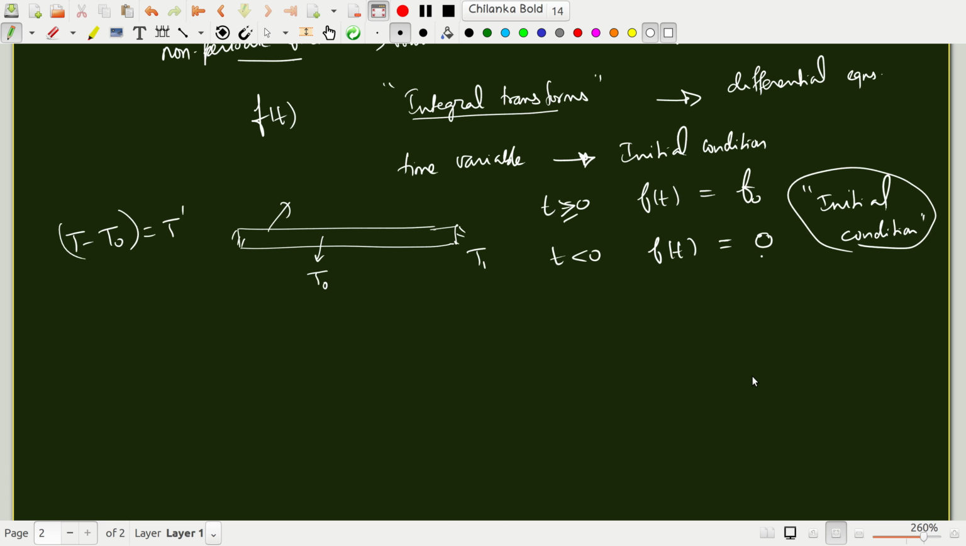But this is not the case with spatial variables. So you use the Fourier transform usually for functions of spatial variables.